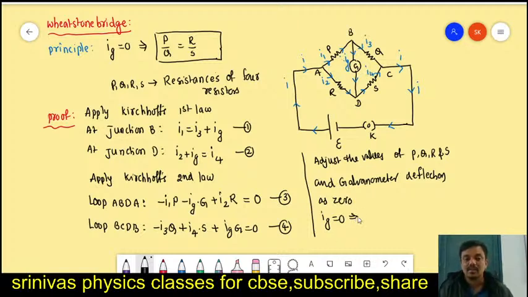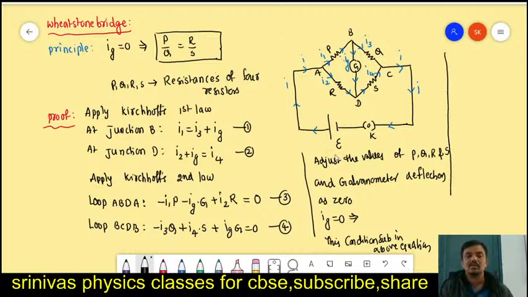When the galvanometer deflection becomes 0, this condition is substituted in the above equations. If you substitute in the above equations, then what will you get? Very important. Every point is very important. From equations 1, 2, 3 and 4, what will you get?